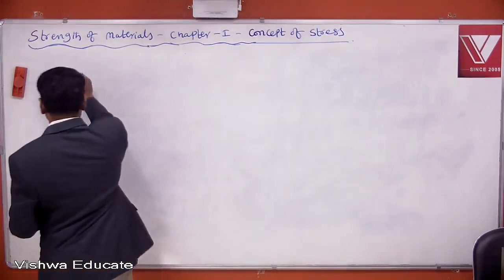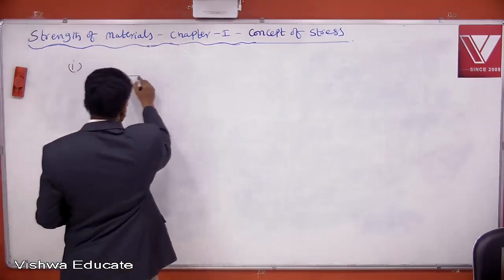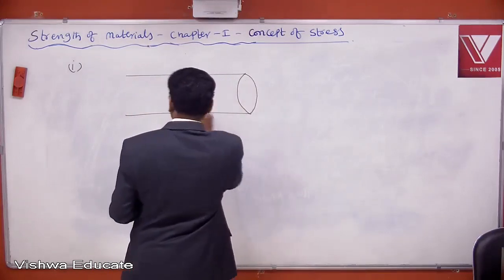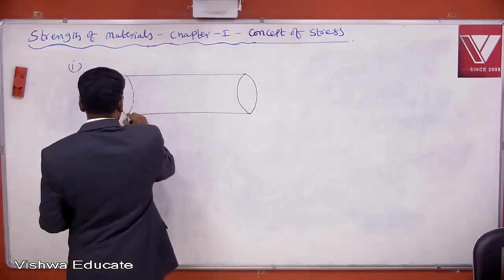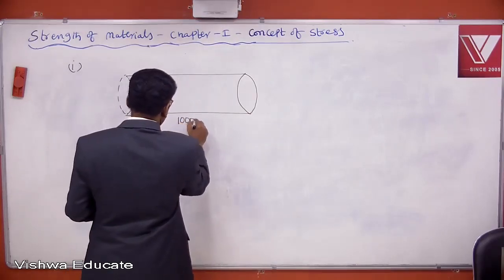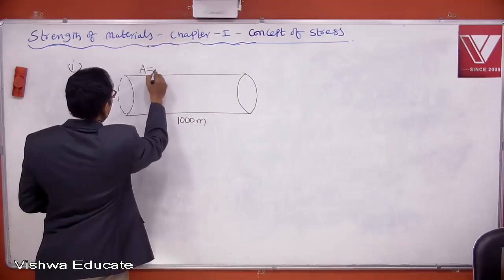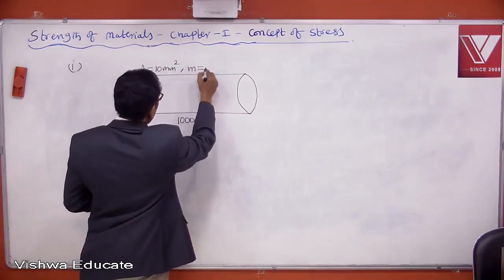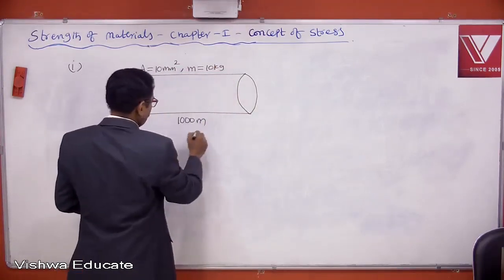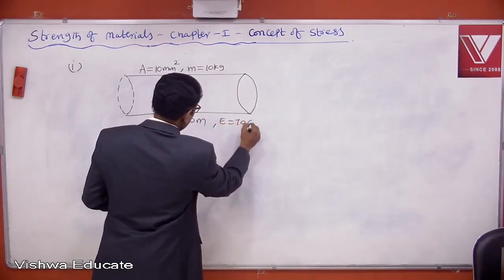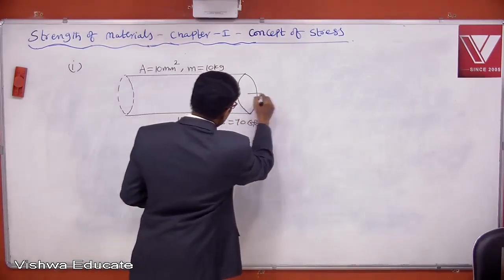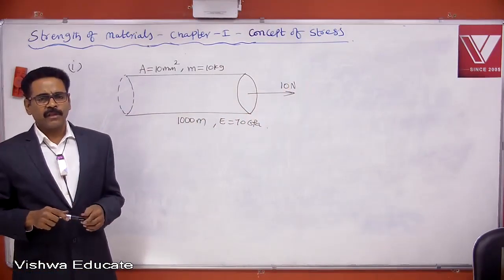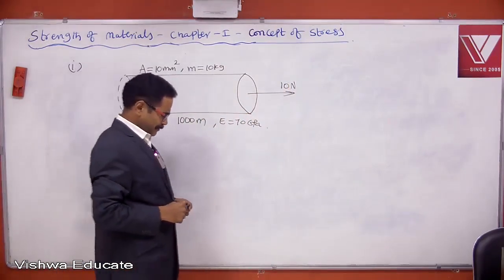I am taking the first case here. First case: a uniform cylindrical rod is there. Length of this rod is 1000 millimeters. Area of cross section of this rod is 10 millimeters square. Here A means area of cross section. Mass of this rod is 10 kg. Young's modulus of this rod is 70 GPa. And this bar is carrying a force of 10 newtons.